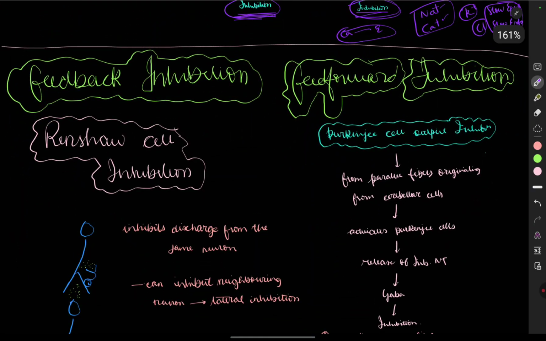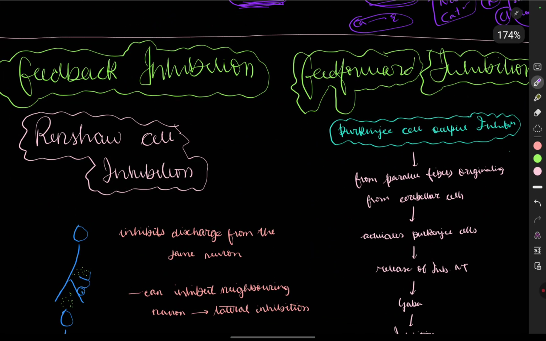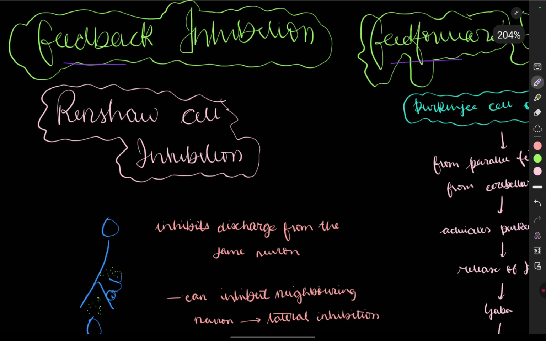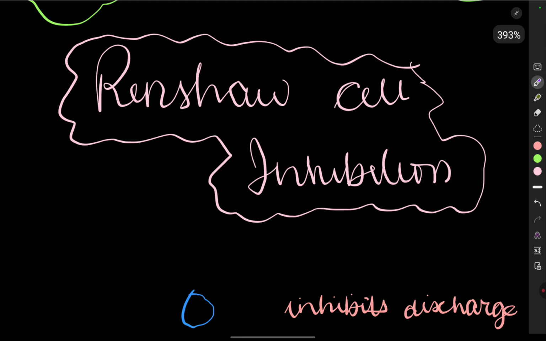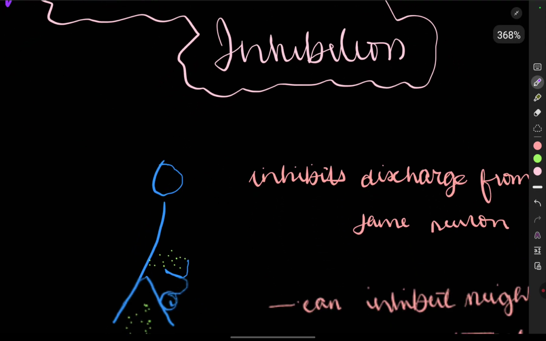We saw the types of inhibition. Now again we'll see types of inhibition: feedback inhibition and feed forward inhibition. Back and forward, feedback inhibition, feed forward inhibition. One such good example, or one such important topic in this, is the Renshaw cell inhibition. What is Renshaw cell inhibition?